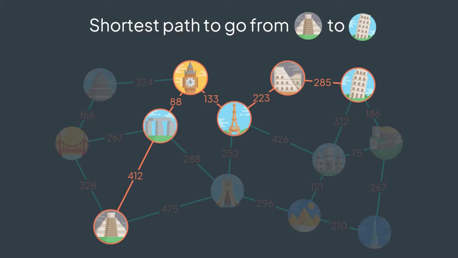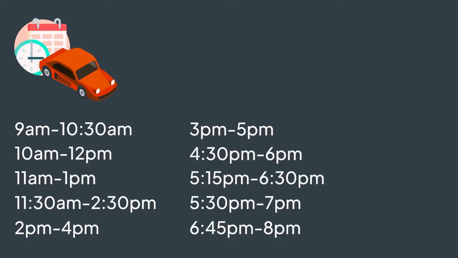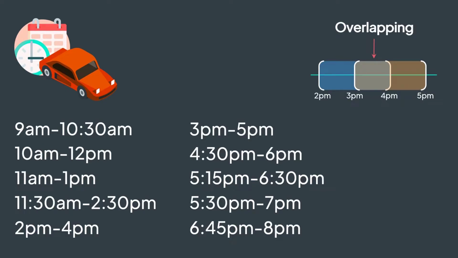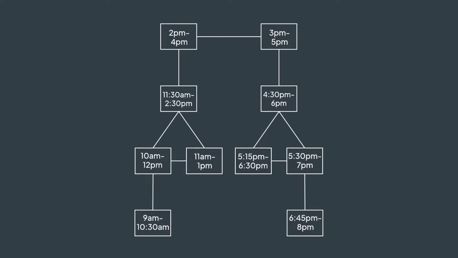Last example, we have a bunch of car rides to perform. We have the time when each ride starts and ends. However, we may not be able to realize them all with the same car, because some of them overlap in time. And the question is, what is the minimum number of cars to achieve them? We can visualize the car rides this way. Each circle represents a car ride, and the line between two rides means that they overlap. They can't be performed with the same car.